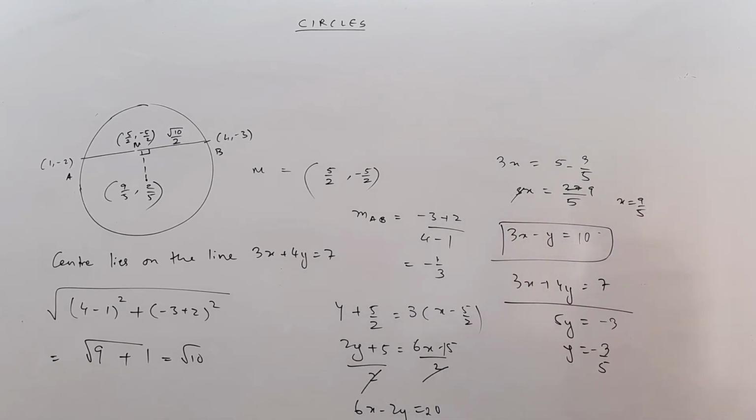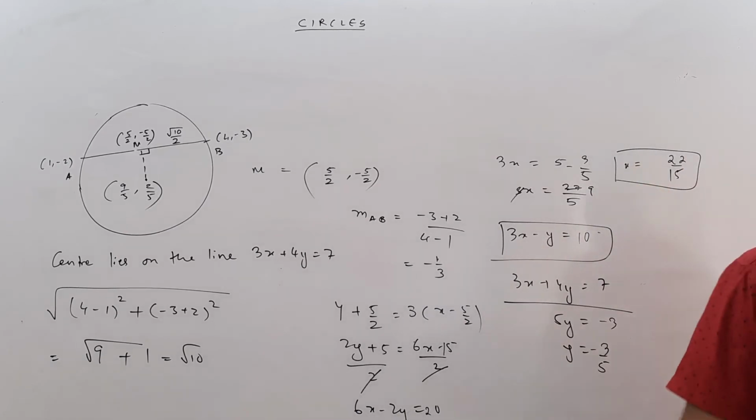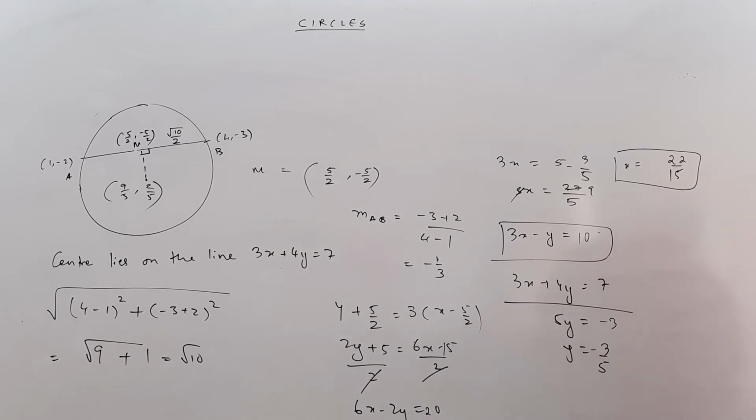That's going to be 25 minus 3, which is going to be 22/5. And overall, the x factor will come out as 22/15. So 22/15 is what we get. Sorry, it's going to be 47/15. Please note the correction. So finally the center comes out as (47/15, -3/5).